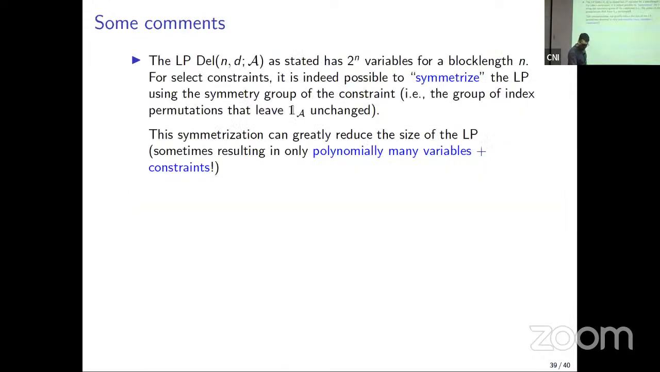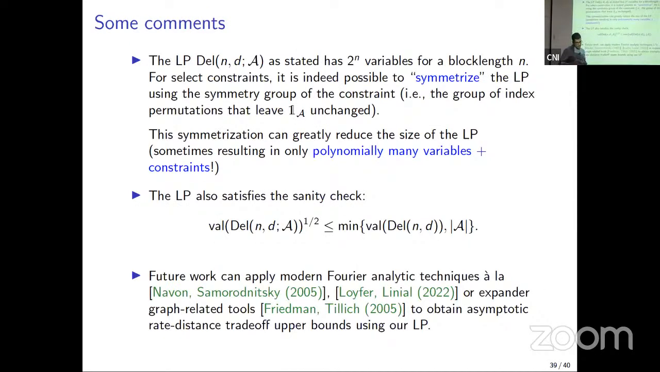Alright. Now there are many small things that we still need to address. For example, in our work, we have been able to reduce the size of this linear program greatly. I told you that there are 2 power n many variables. Now, for different constraints, we have been able to reduce the size of the linear program using a symmetrization technique that makes use of the automorphism of the constraint.